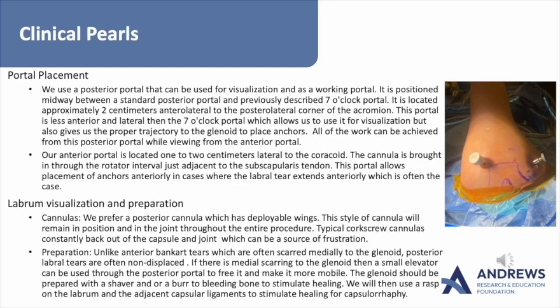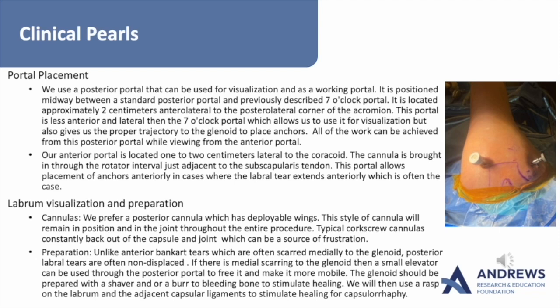Clinical pearls. In terms of portal placement, we used a posterior portal that can be used for visualization and as a working portal. It is positioned midway between the standard posterior portal and the previously described 7 o'clock portal. It is located approximately 2 centimeters anterolateral to the posterolateral corner of the acromion. Our anterior portal is located 1 to 2 centimeters lateral to the coracoid. The cannula is brought in through the rotator interval just adjacent to the subscapularis tendon.